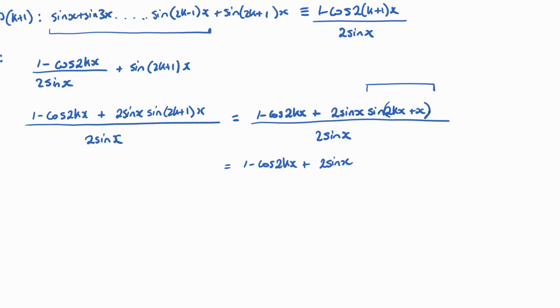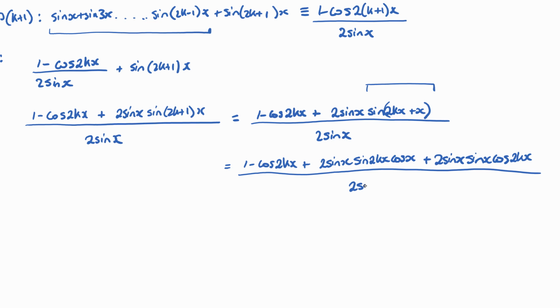Now I'm going to the first bit. This will be sine 2kx cos the second one x, and then plus, I still have my 2 sine x, and I'll have sine of the second one x cos 2kx. So this is a bit of a long proof here. 2 sine x.